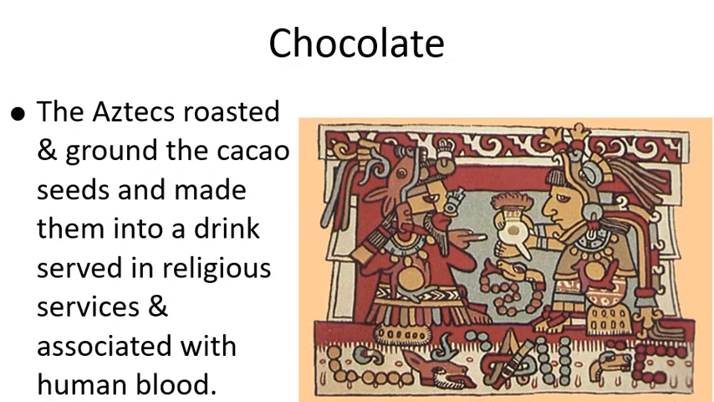But note that people at the time weren't eating chocolate in the same way that we do today. Rather, the Aztecs roasted and ground the cacao seeds and then added water to make a bitter drink that we believe was used in religious services and possibly associated with human blood.